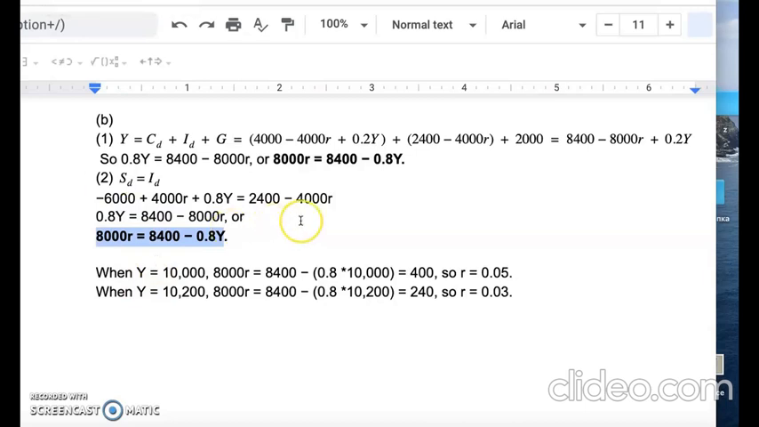Then we'll use the values of output as 10,000 and 10,200 and solve the equation. So we have an interest rate of 5% when output is 10,000 and 3% when our output is 10,200. Next step is to construct the graph.